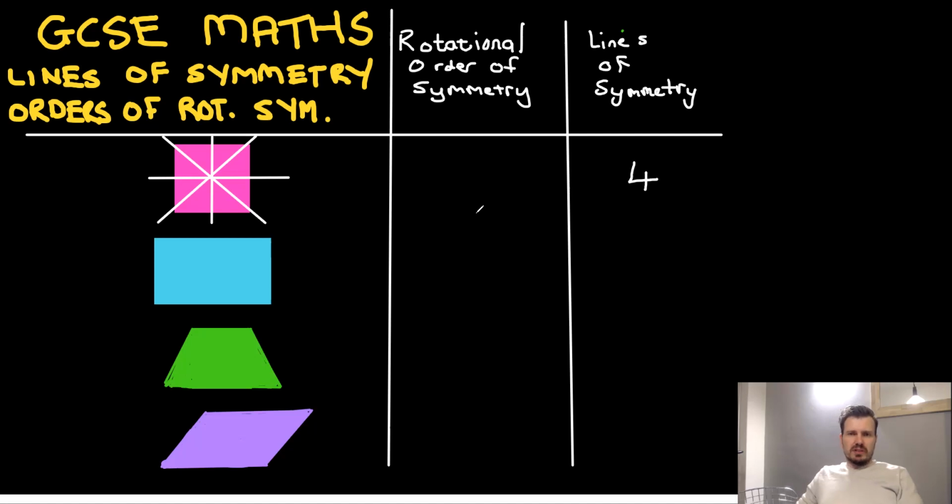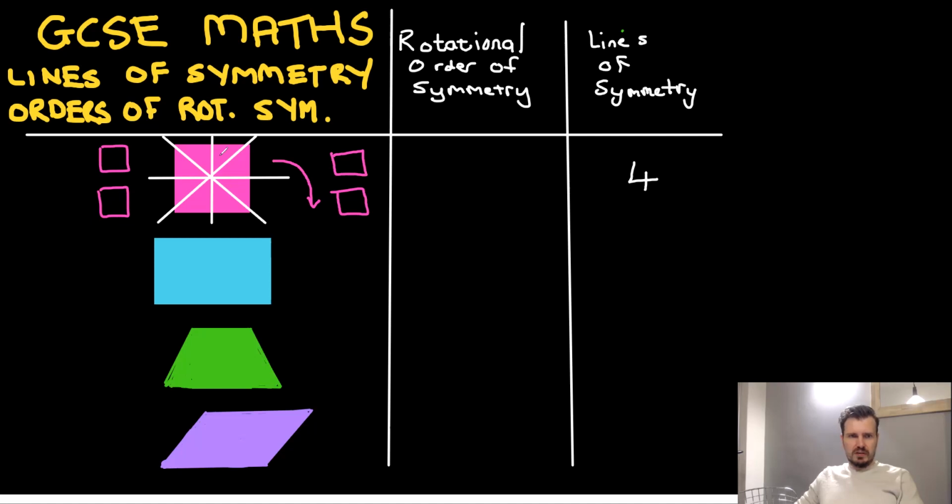Now, the rotational order of symmetry is usually the same as the lines of symmetry, but it's not always. The way you look at orders of symmetry is you imagine that you were to rotate this square 90 degrees. It'll still be a square. If you did it another 90, you'd get a square, and then at 270, a square, and a full circle, 360. So we can rotate it.